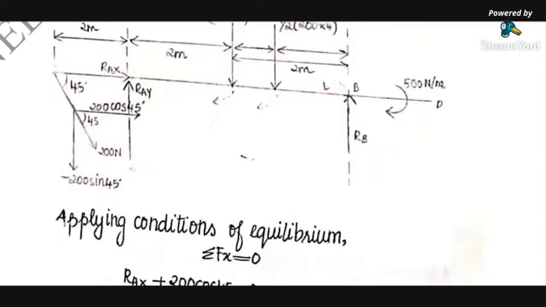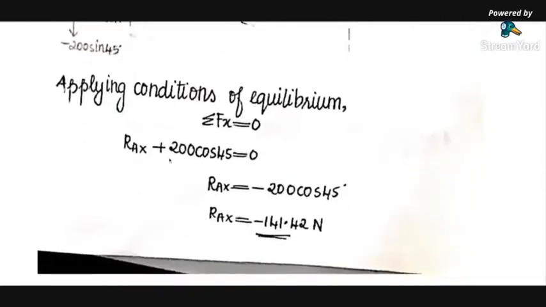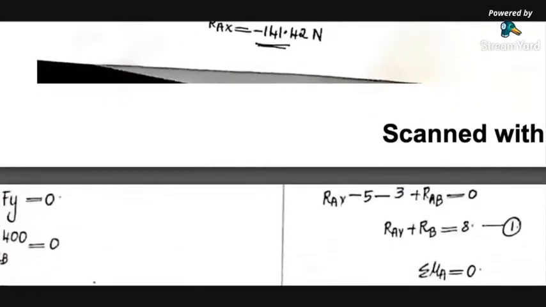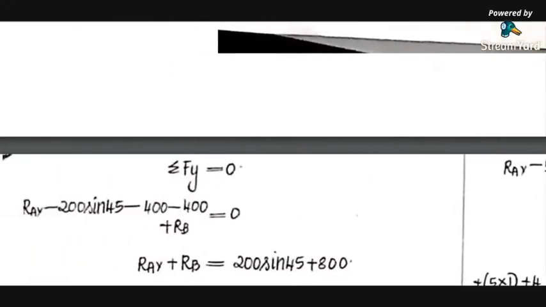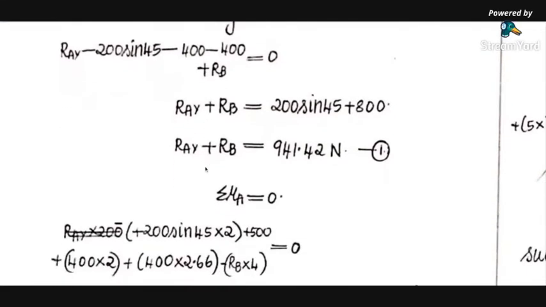It's not Newton per meter, it's Newton meter. So applying the conditions of equilibrium, summation of Fx equal to 0, you get RAX, which is the reaction moving in x direction, plus 200 cos 45, the resolved force of 200 Newton. So you'll get the value of RAX straight away. And summation of Fy equal to 0: RAY minus 200 sin 45 minus 400 minus 1. These two are the point loads which were converted from the combined loading system, plus RBY. So you'll get one equation.